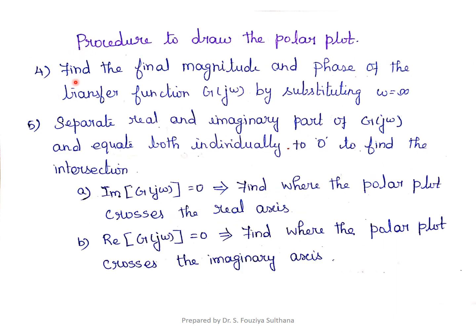Now find the final magnitude and phase of the transfer function G(j omega) by substituting omega equal to infinity. Now separate the real and imaginary parts of G(j omega) and equate both individually to 0 to find the intersections. If you equate the imaginary part of G(j omega) to 0, you will get the point where the plot crosses the real axis. And if you equate the real part of G(j omega) to 0, you will get the point where the plot crosses the imaginary axis.